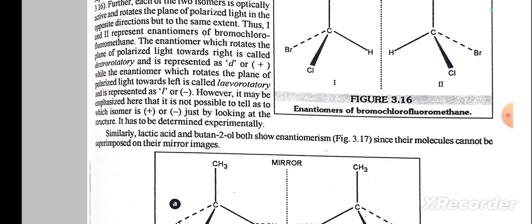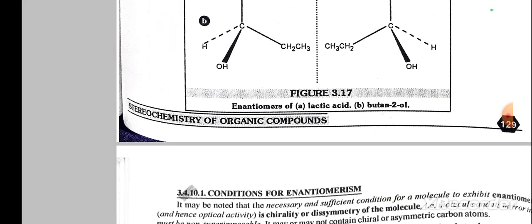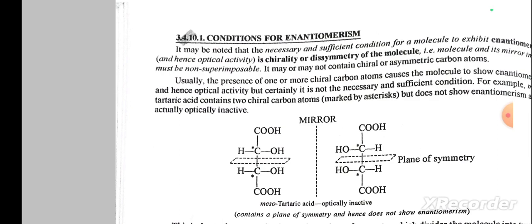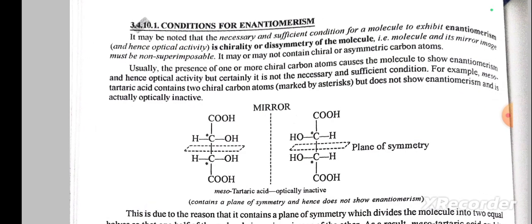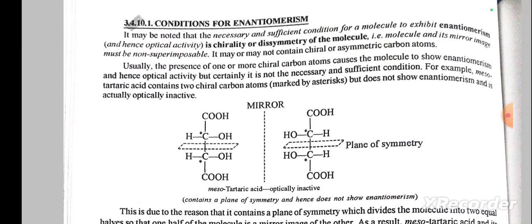Similarly, lactic acid and butan-2-ol both show enantiomerism since the molecule cannot be superimposed on its mirror image. Condition for enantiomerism. It may be noted that the necessary and sufficient condition for a molecule to exist in enantiomers, and hence be optically active, is chirality, or the dissymmetry of the molecule, and its mirror image must be non-superimposable.